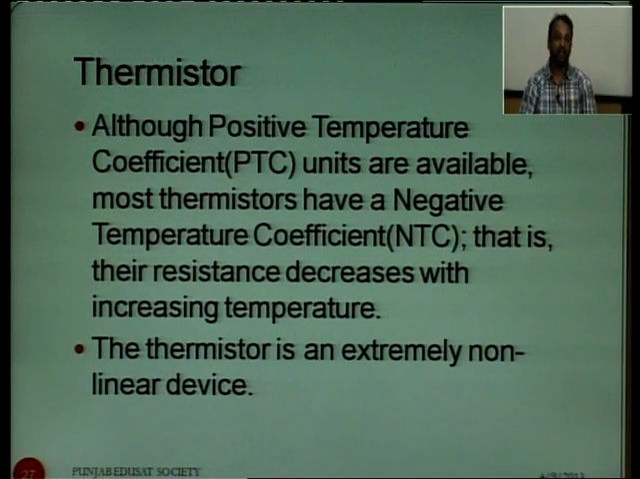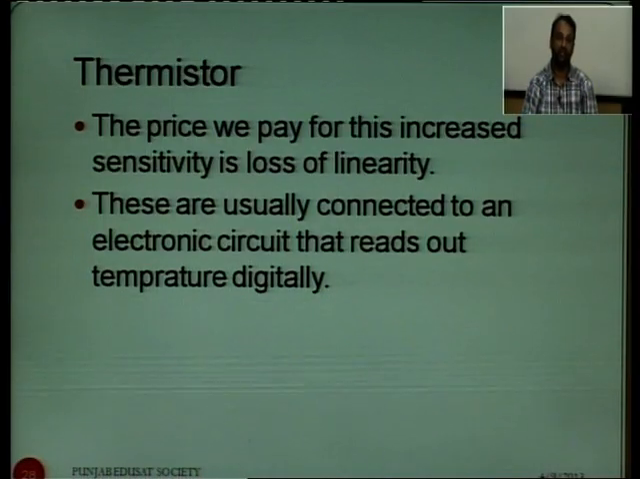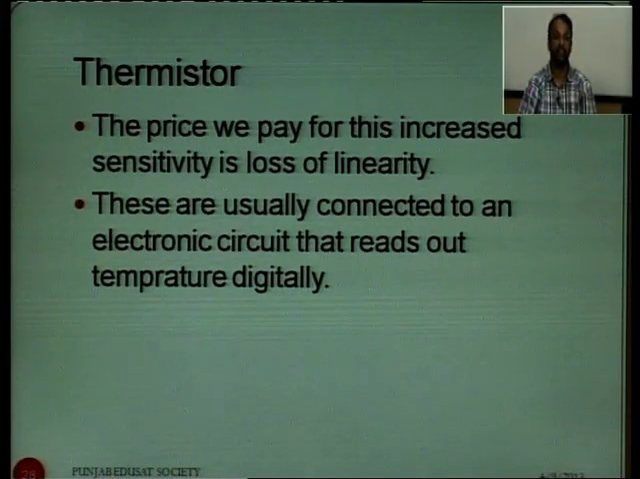The thermistor is an extremely non-linear device. So, there is no linear relation between input and output. The non-linearity is due to the high sensitivity. Sensitivity means how much the output changes with the input, but due to the high sensitivity, there is a loss of linearity. Thermistors are usually connected to an electronic circuit that reads out temperature digitally. Where we want to measure the temperature, there we use thermistors to read out temperature digitally.